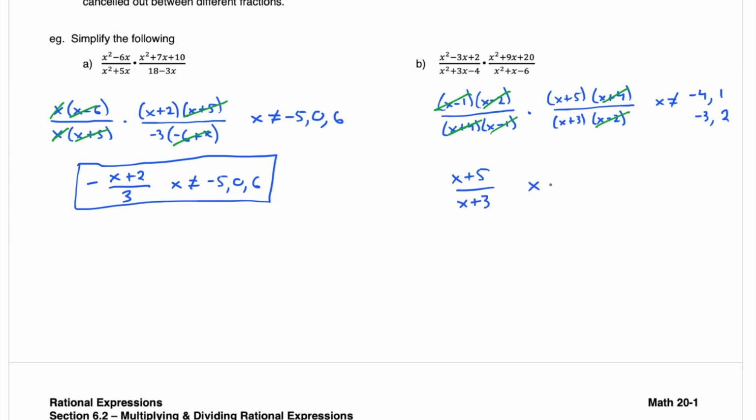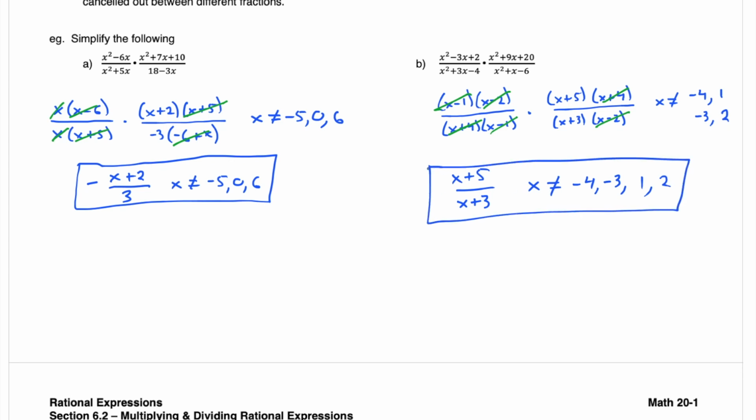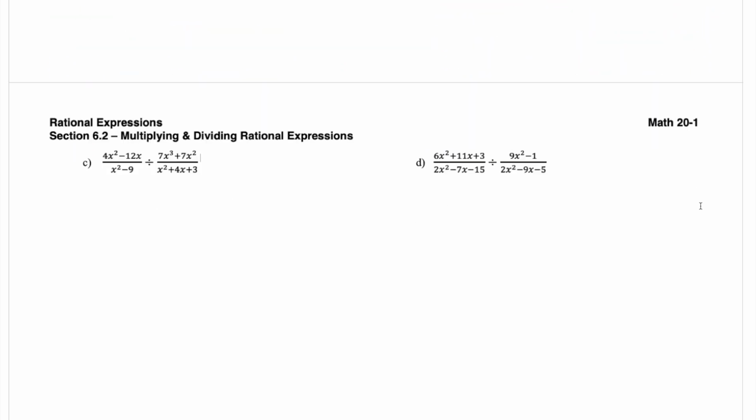And then don't forget, of course, your non-permissible values. And I'll just put these in numerical order. So negative 4, negative 3, 1, and 2. And so that'll be your final answer for that one. All right, so next we'll look at some division questions here.